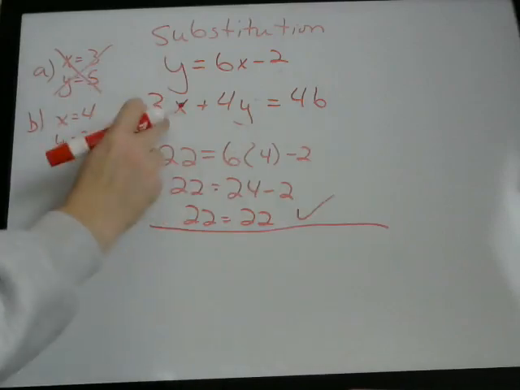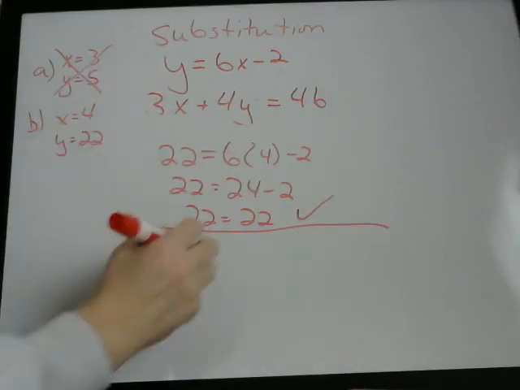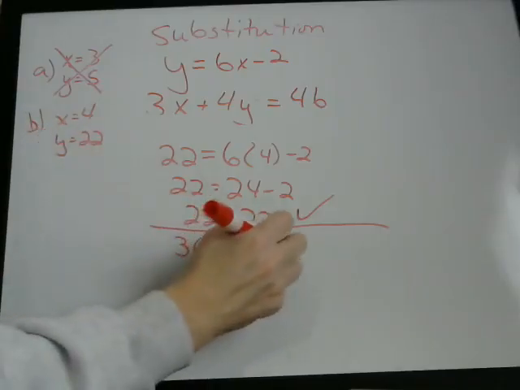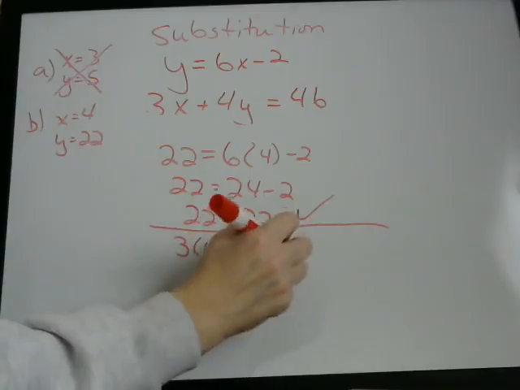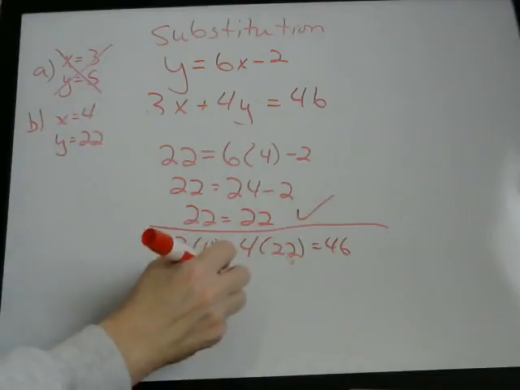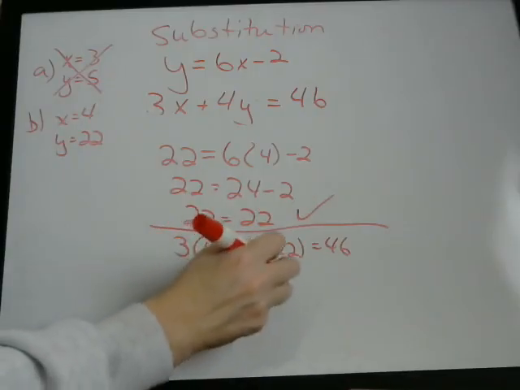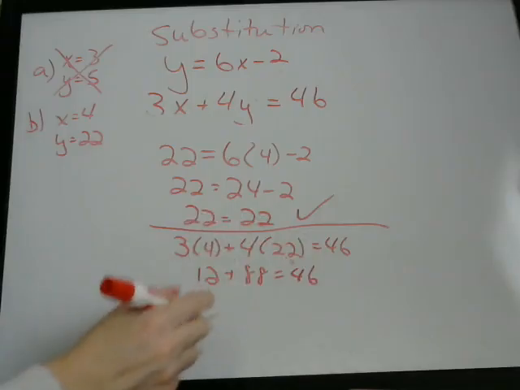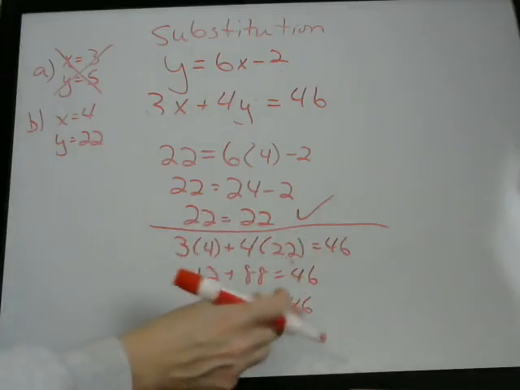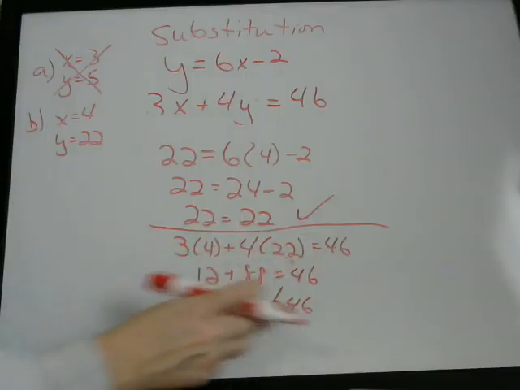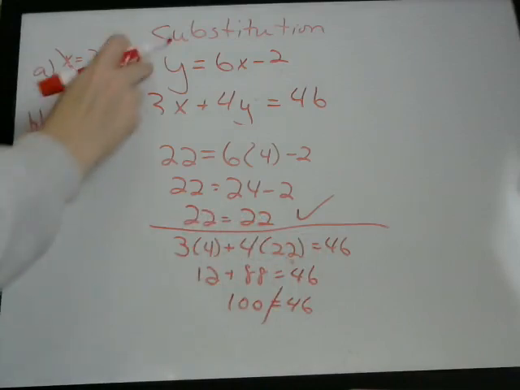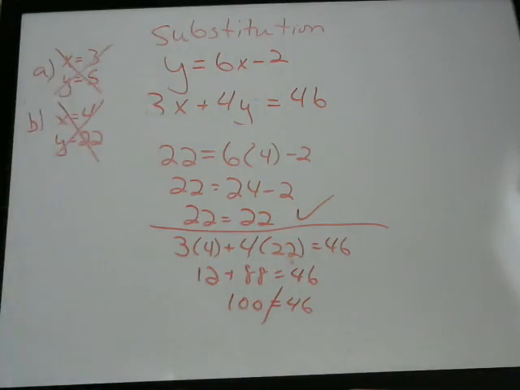So we have to try it for the second equation too. So now we take the second equation. 3 times x, x equals 4, plus 4 times y, y equals 22, equals 46. 3 times 4 is 12. 4 times 22 is 88. 12 plus 88 is 100. 100 does not equal 46. So this doesn't hold. So this answer also is not correct because it has to be true for both equations.